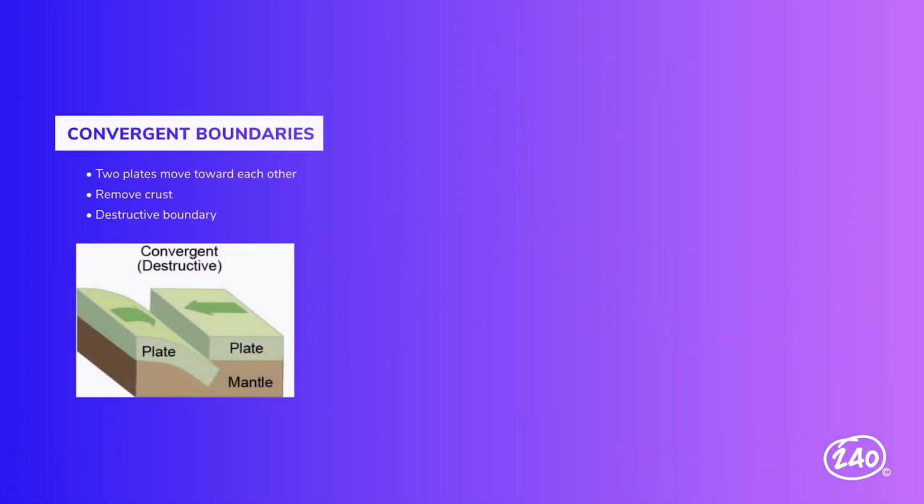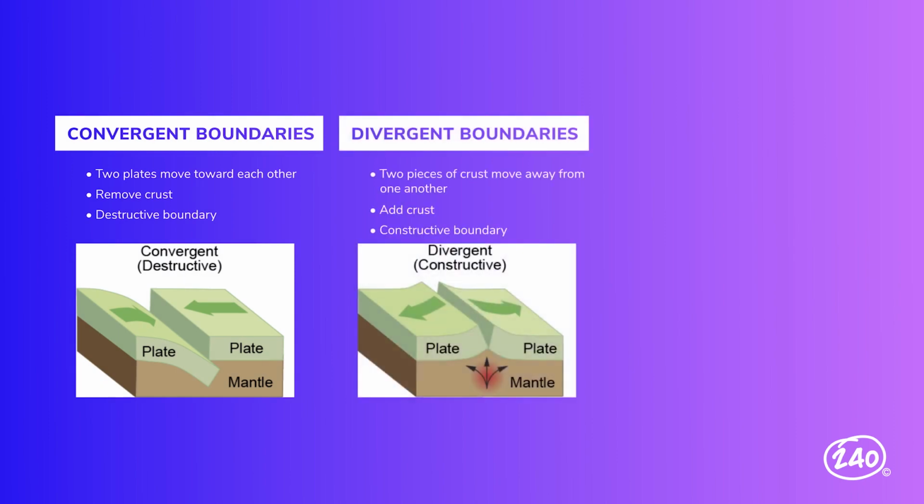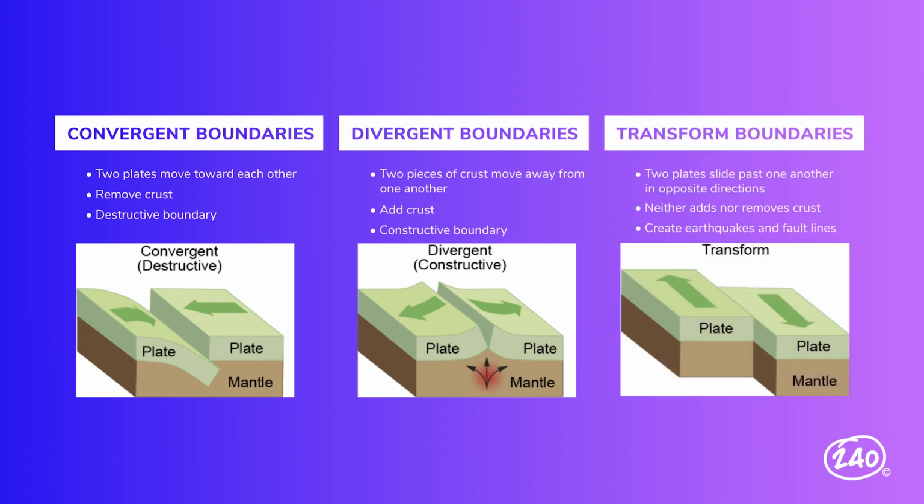You're going to need to know the difference between the 3 types of tectonic plate boundaries. Convergent boundaries occur when 2 plates move towards each other. Divergent boundaries occur when 2 plates move away from each other. And transform boundaries occur when 2 plates slide past each other.